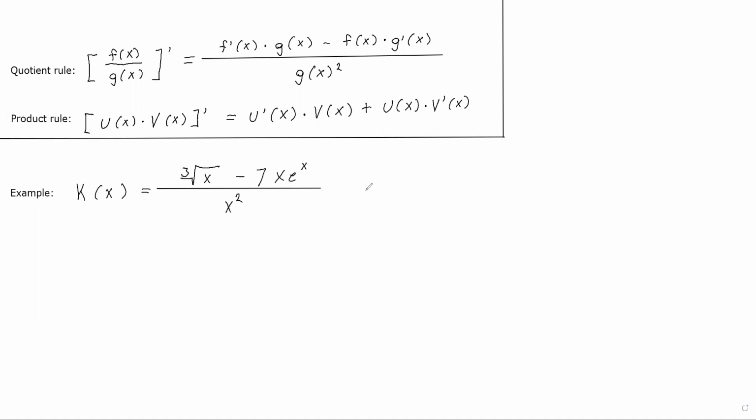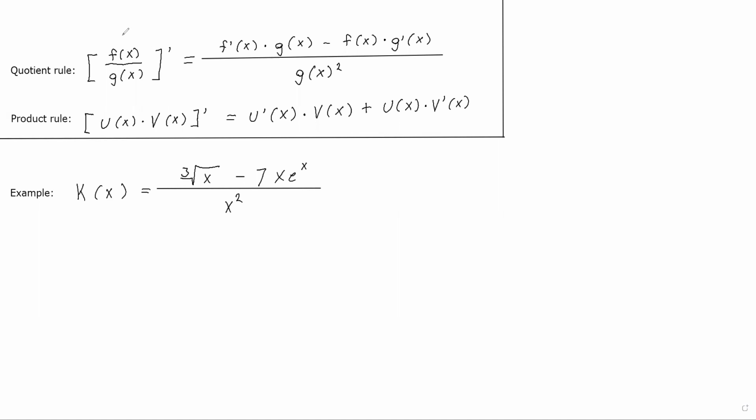To solve this, we're going to want to first take a look at which of these rules we want to use. Since we're dealing with a fraction here, we're probably going to want to use the quotient rule, because we're looking to find k prime of x. I should have written that out beforehand, but you know now. And when you're working with either the quotient rule or the product rule, you want to first assign what's your f of x and what's your g of x.